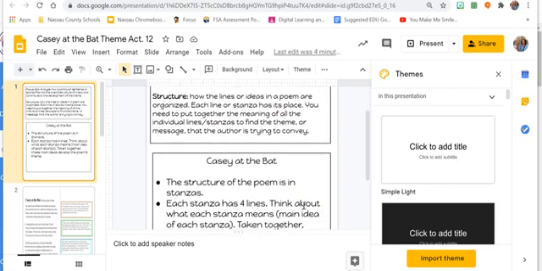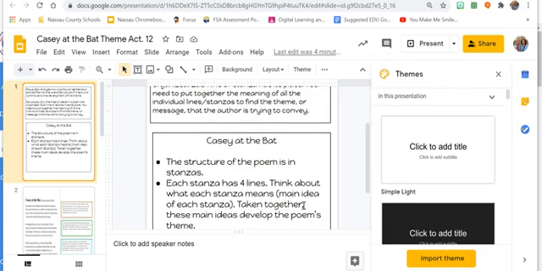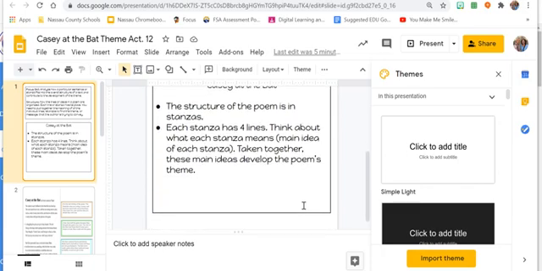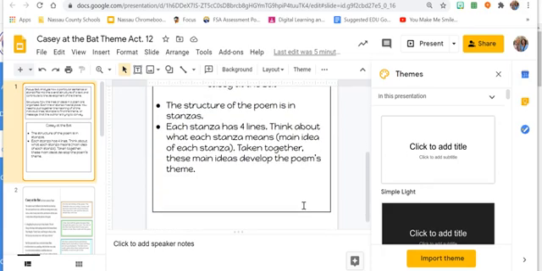In our poem, Casey at the Bat, the structure of the poem is set up in stanzas, and each stanza has 4 lines. So think about what each stanza means. Ask yourself, what's the main idea of each stanza? We're going to be working on this together. Then, taken together, these main ideas develop the poem's theme. Remember, when you're trying to figure out the theme, you have to think of who's the main character in the poem or story, and maybe how that character changes or how the events change in the poem.